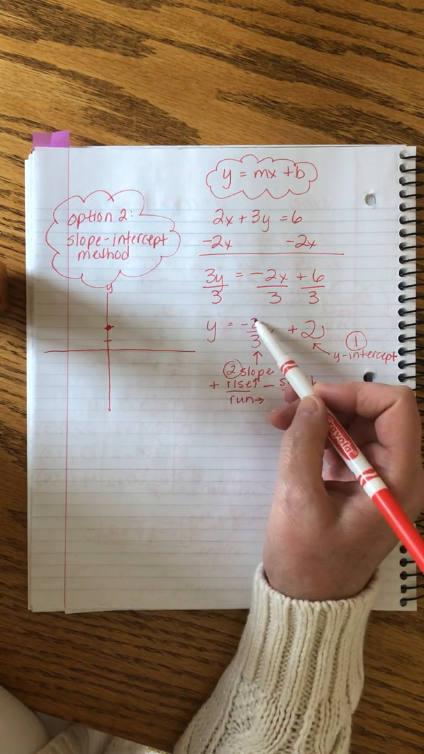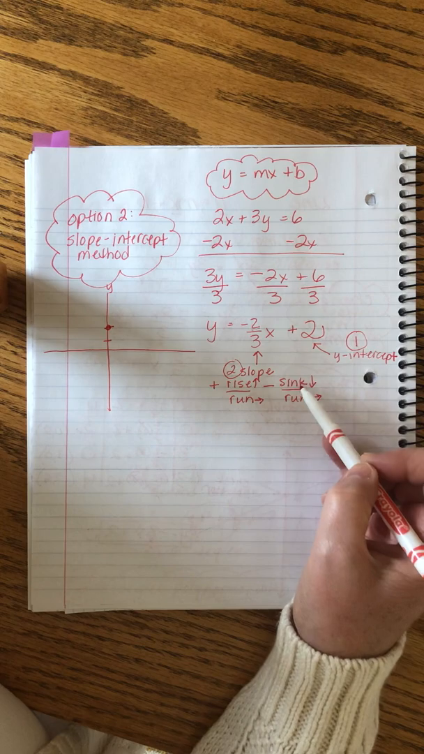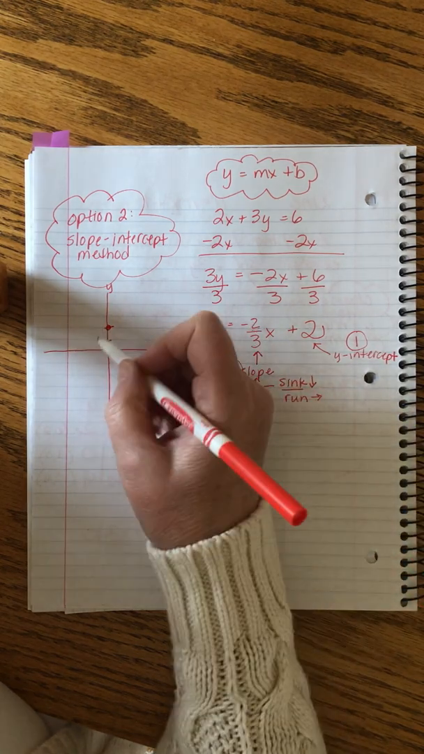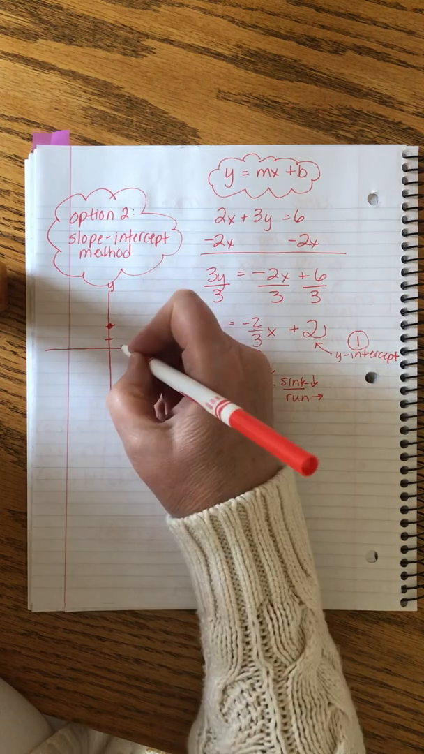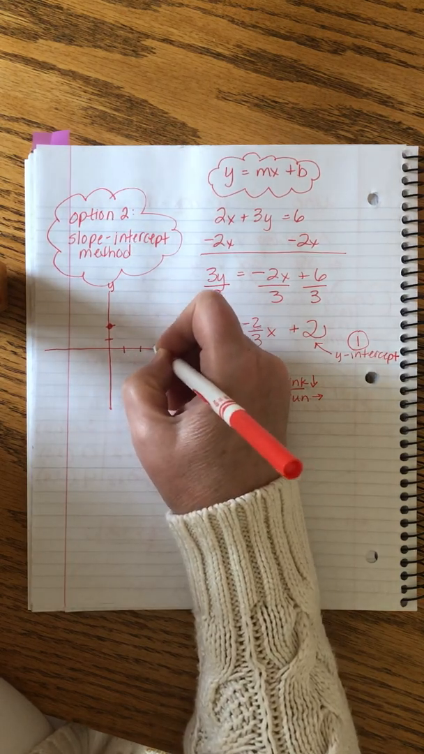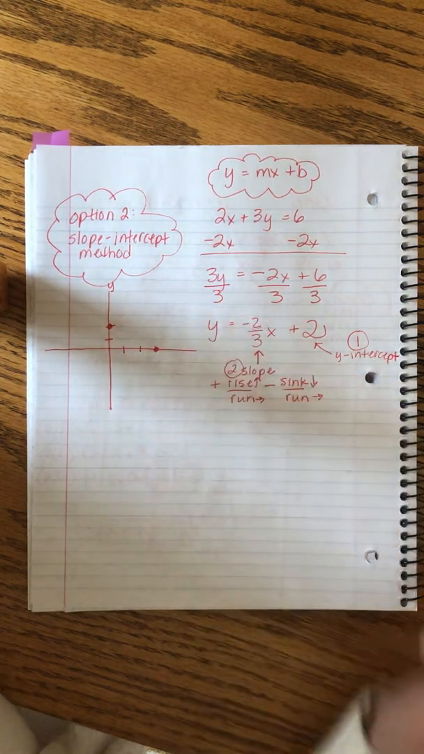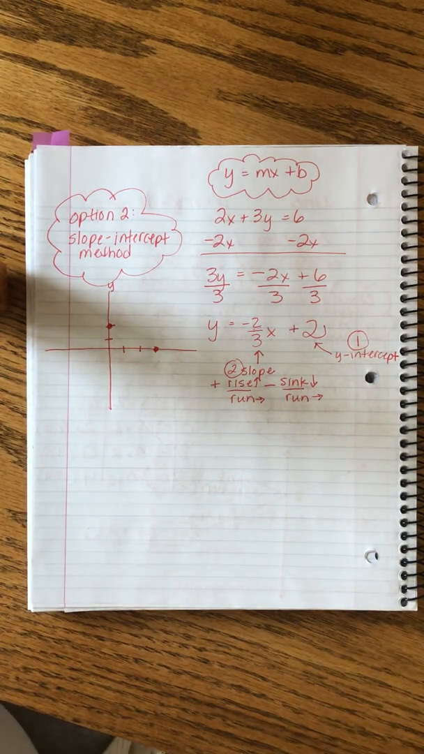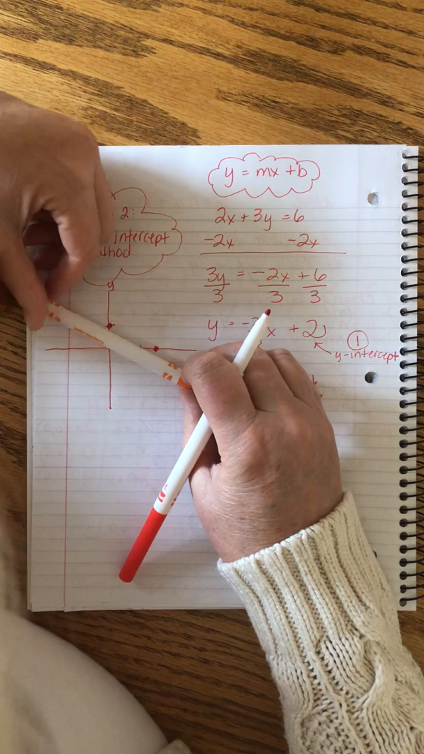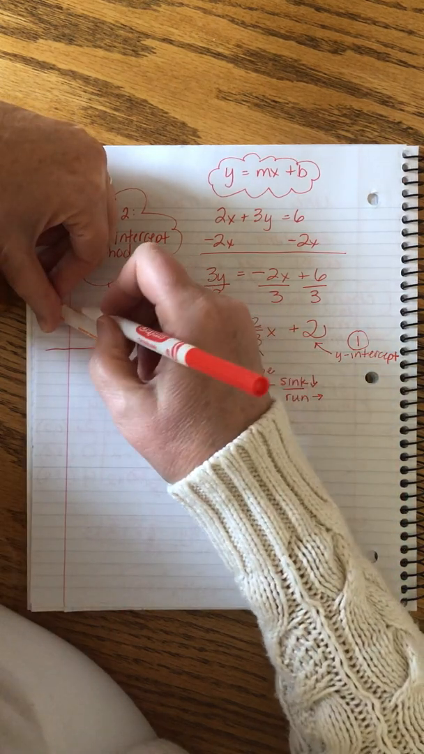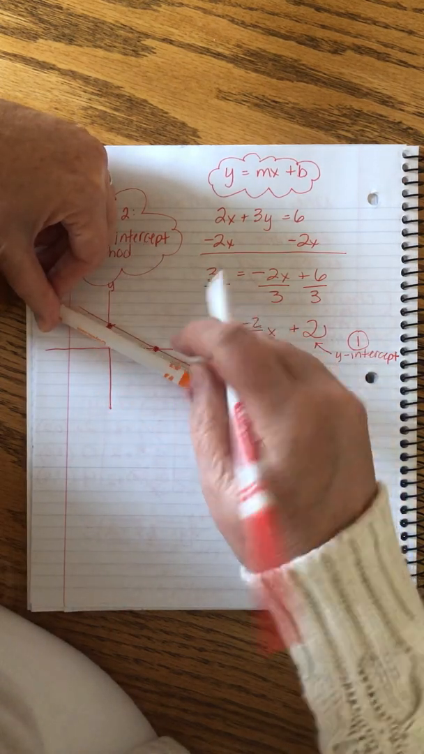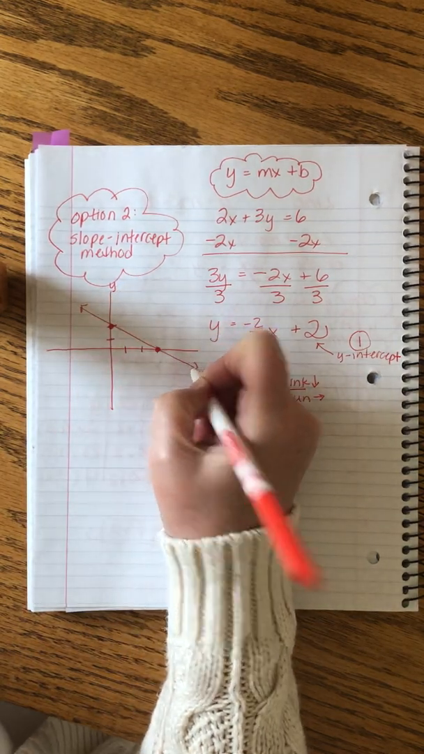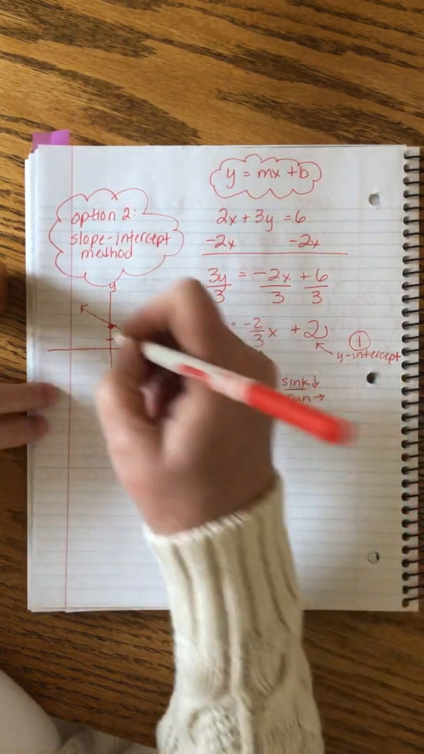This tells me I'm going to go down 2, right? It's negative, so it's a sink. I'm going to go down 2, and then I'm going to go over 3. Down 2, and now I need some marks, don't I? Over 3. There is my second point. Now, connect the dots. And that's my line. And as you can see, that looks a lot like the line we had before.